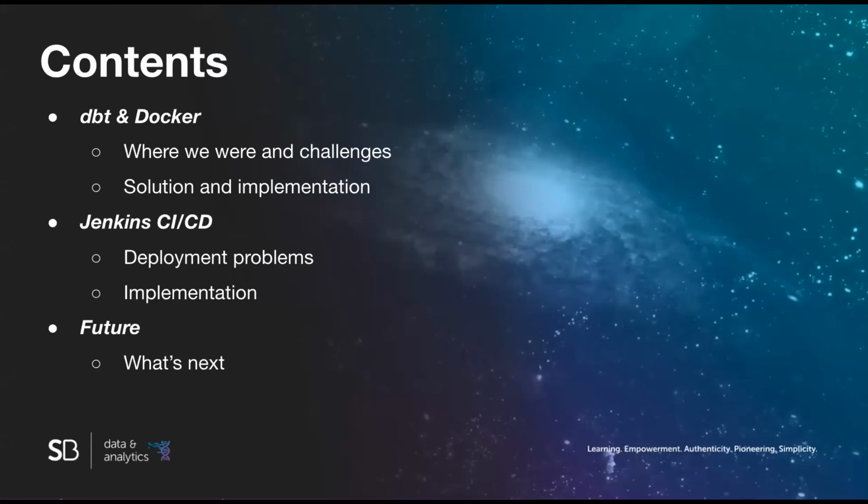So with great growth also comes great responsibility. And today I'll be talking about how we combine dbt and Docker to address challenges we faced and how our solution made it easier for users to utilize dbt. We'll also be talking about our journey with Jenkins and the problems we faced and how we implemented a solution which made our deployment process more robust. I'll also touch on what is coming down the line within Simple Business in terms of this project.